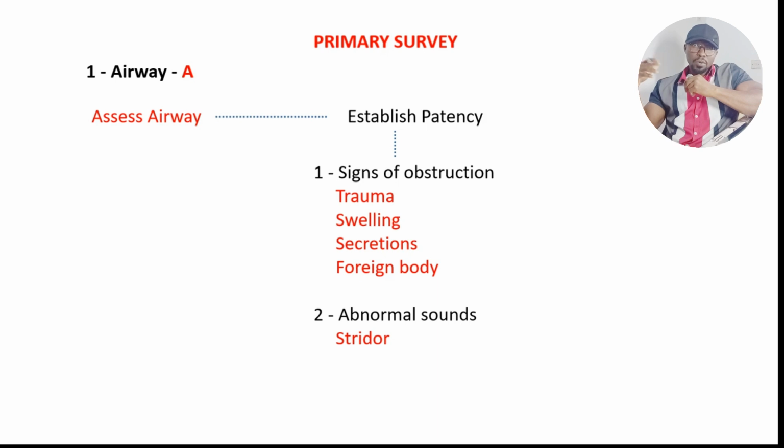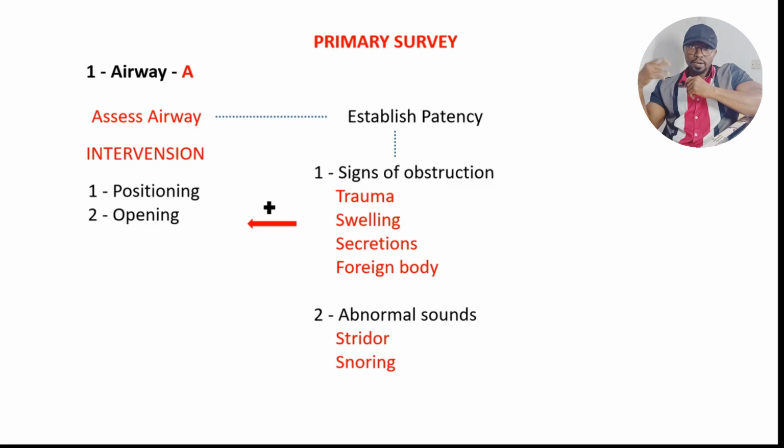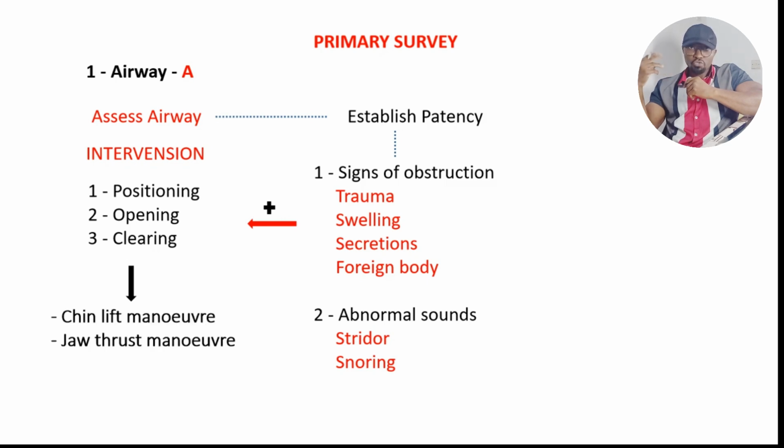If there are signs of airway obstruction, it is very important to intervene by positioning, opening, and clearing of the airway. This can be done by performing a maneuver called the chin lift maneuver. Another maneuver that can be performed is the jaw thrust maneuver. But if it is suspected that the patient might have a cervical spine injury, then it is recommended that we use the jaw thrust maneuver instead of the chin lift maneuver.